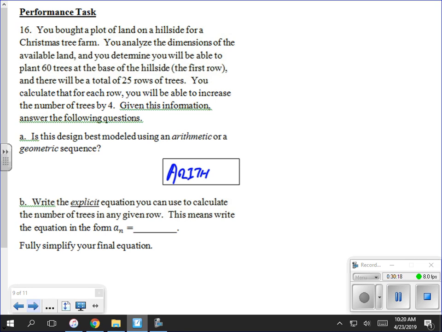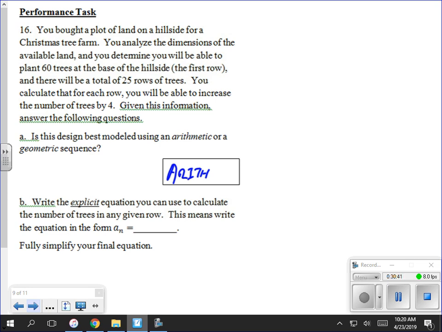Okay, write an explicit equation you can use to calculate the number of trees in any given row. Write the equation in the form a sub n equals. Fully simplify your final equation. So because it's arithmetic, this is the one I'm using here. I need to plug in the first term, I need to plug in d, and then simplify.